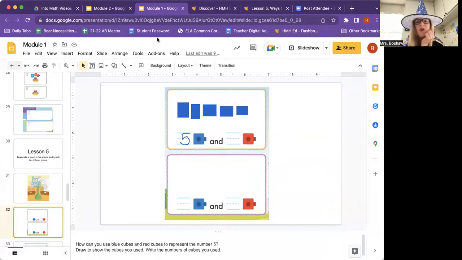So, friends, math stars, how many reds? Right, 0. Okay, for this one, pick what you want as long as it makes 5. You're using blue and you're using red. So why don't you pause this to do that?